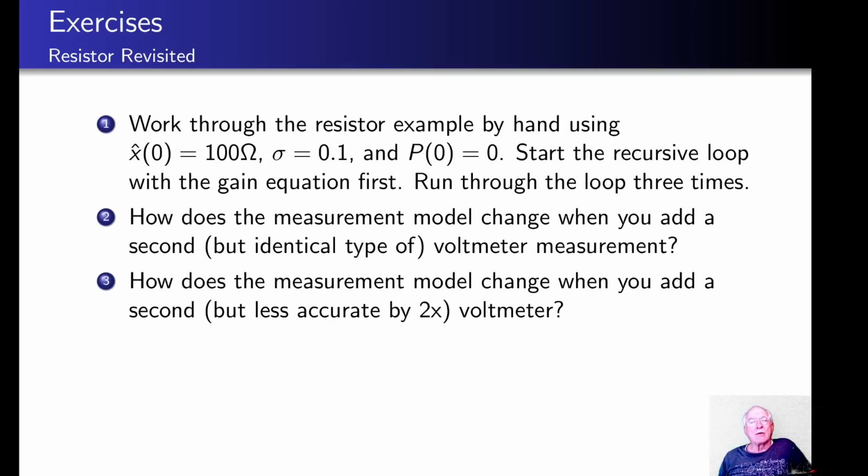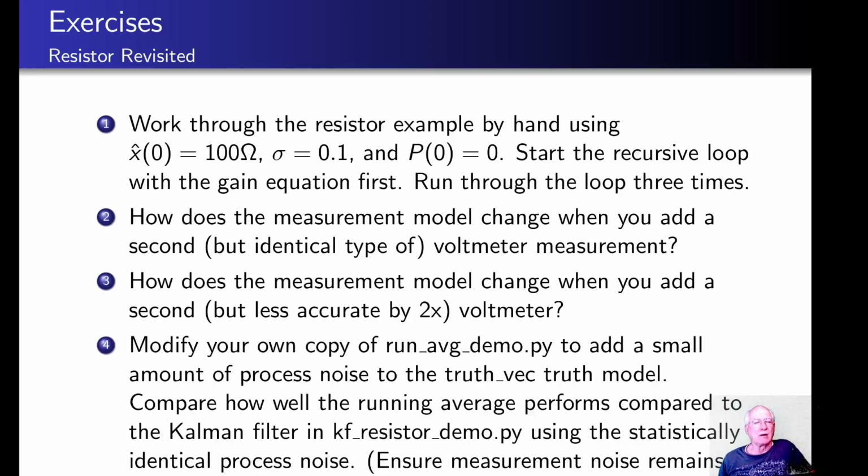Then consider how it would change the measurement model if the second voltmeter were not exactly the same, but were perhaps less accurate by a factor of 2. Finally, I want you to modify your own copy of Run Average Demo and add a small amount of process noise to the truth model. And then compare how well the running average performs compared to the Kalman filter in the KF resistor demo Py file using statistically identical process noise.